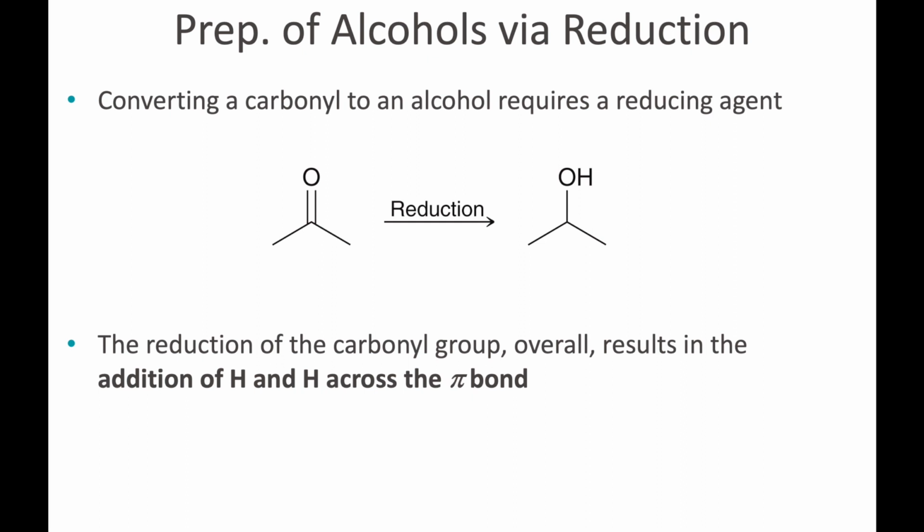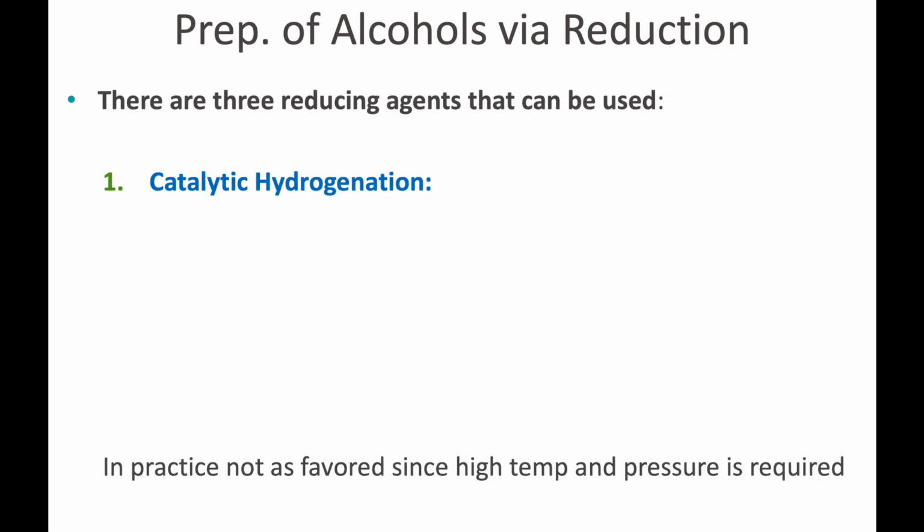Reduction is basically when you're adding hydrogen to that carbon. So there are three ways of doing this. The first we've seen already is called catalytic hydrogenation. When you add hydrogen gas over platinum, palladium, or nickel catalyst, you can add hydrogens across that pi bond, one to oxygen, one to the carbon of the carbonyl. Now this theoretically works, but in practice not as useful as it requires high temperature and pressure.